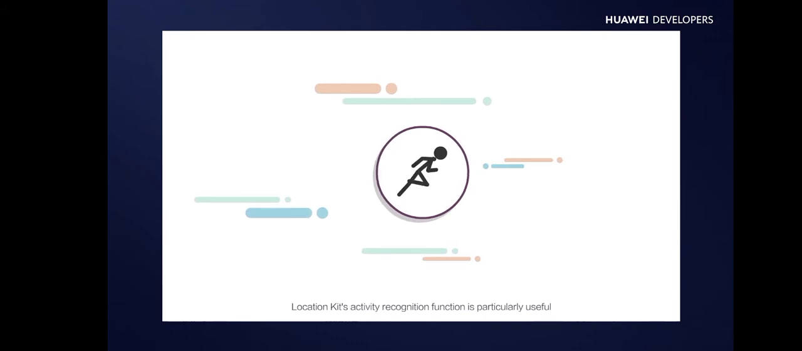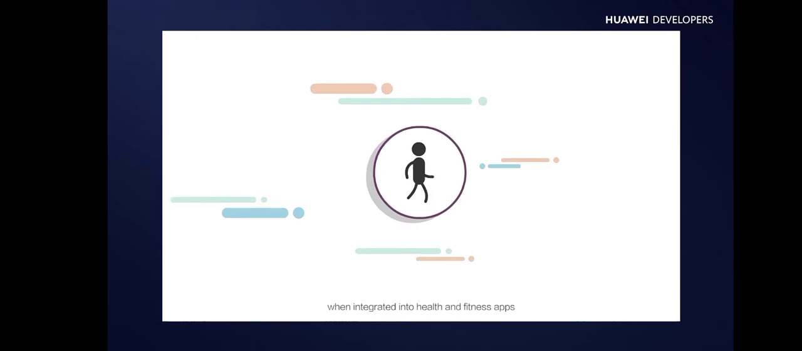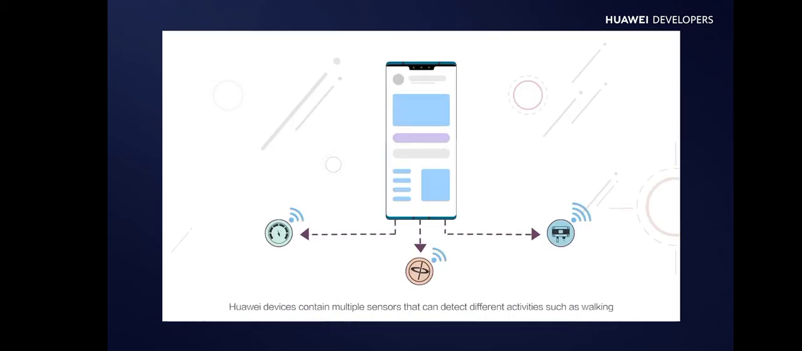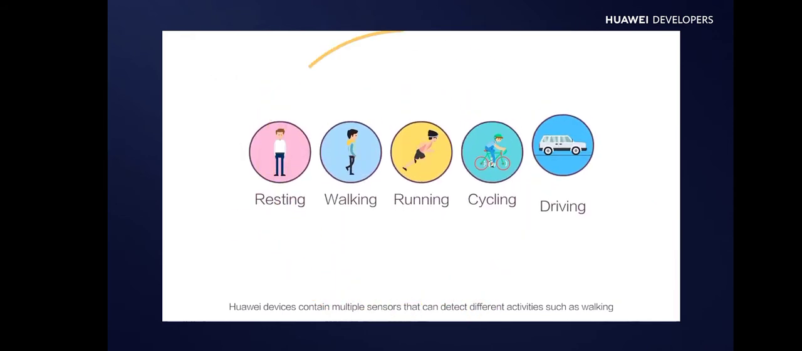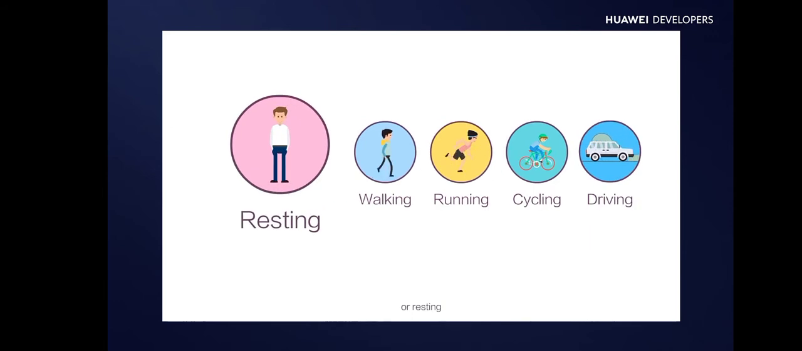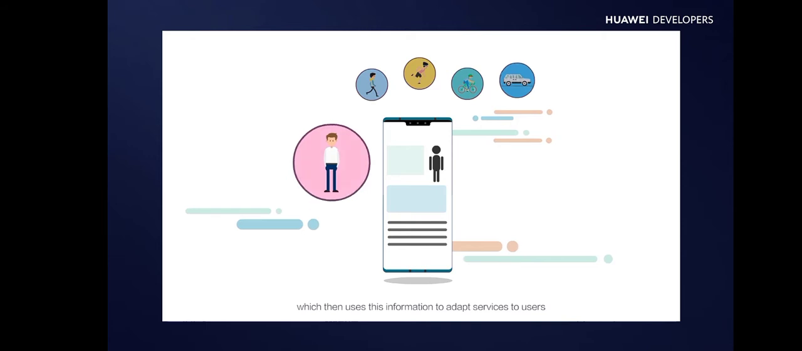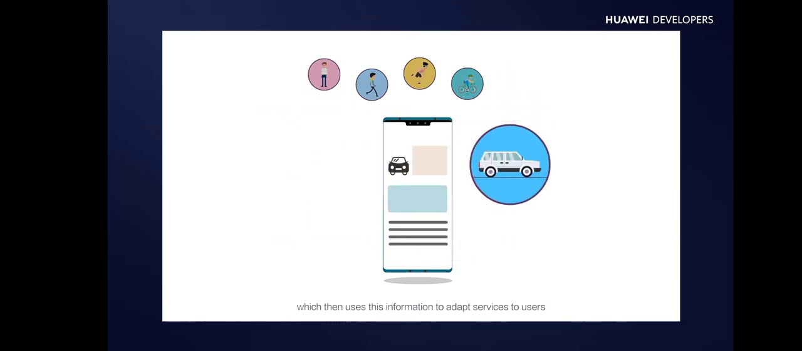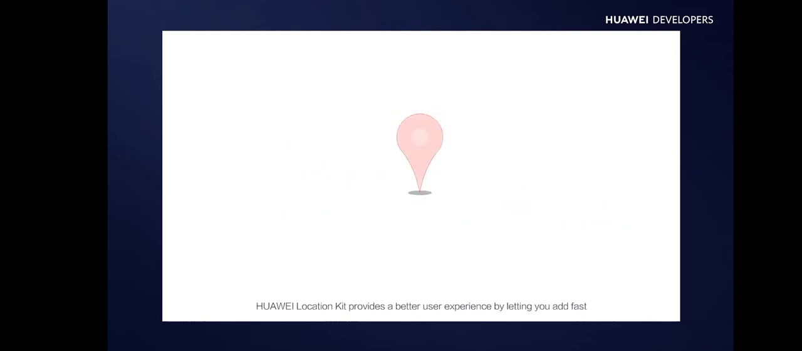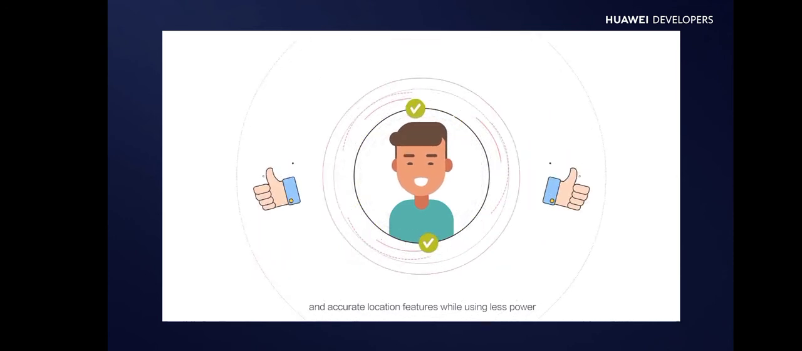Location Kit's activity recognition function is particularly useful when integrated into health and fitness apps. Huawei devices contain multiple sensors that can detect different activities, such as walking, running, cycling, driving, or resting. These sensors send low-power signals to your app, which then uses this information to adapt services to users. Huawei Location Kit provides a better user experience by letting you add fast and accurate location features while using less power.